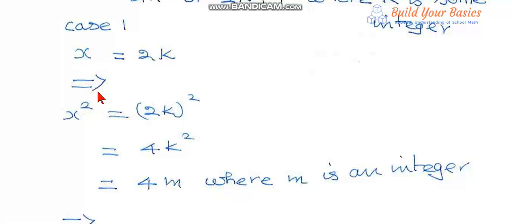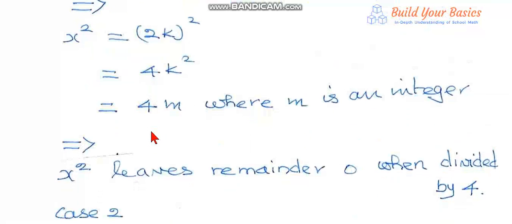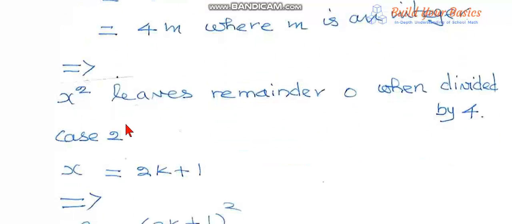This shows x squared when divided by 4 leaves remainder 0. That is exactly divisible by 4. Case 2.